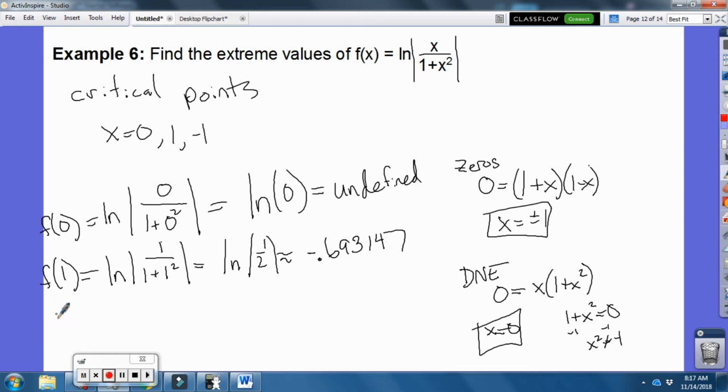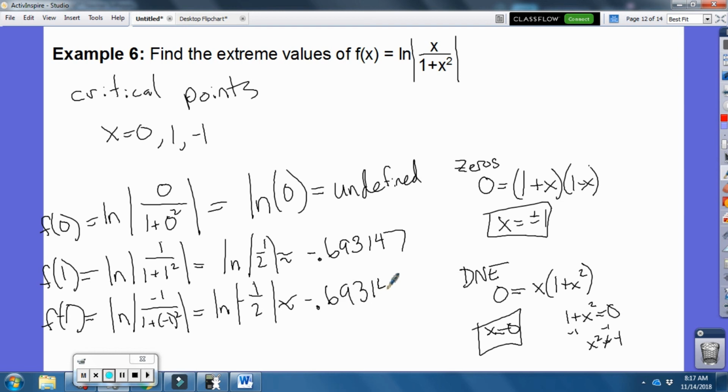And let's find the absolute value of f of negative 1 now. We're going to have natural log of the absolute value of negative 1 over 1 plus negative 1 squared, which will be natural log of the absolute value of negative 1/2. But since it's the absolute value, it will be symmetric, and this is going to be the exact same value of negative 0.693147.